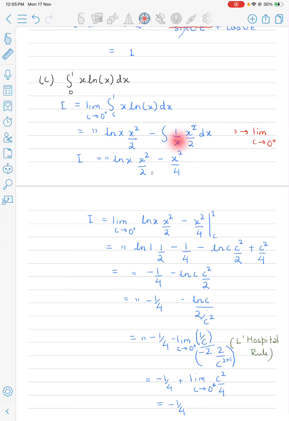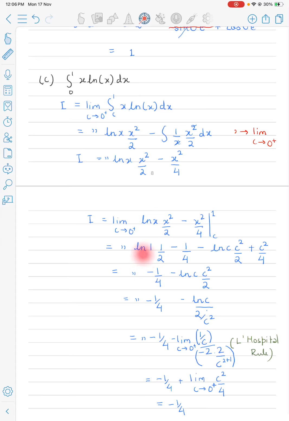Okay. So you do this, you will find this one. And now this is from c to 1. And what I'm going to do now is take the limit c tends to 0 plus.